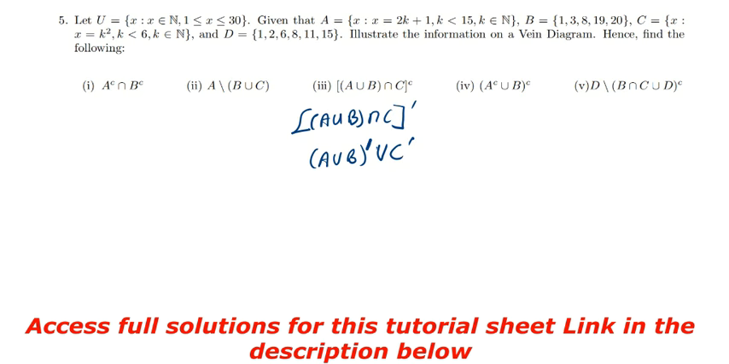Then you can go ahead and find (A union B) complement: elements which are in the universal set but they are not in A union B. Then add elements which are not in C. Then you combine the two sets together. That is going to be your final result here. So go ahead and answer these remaining questions.